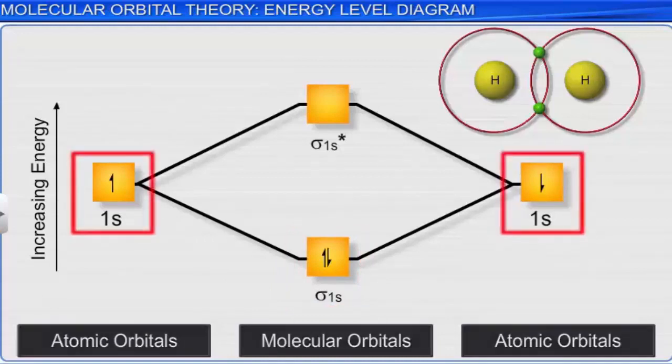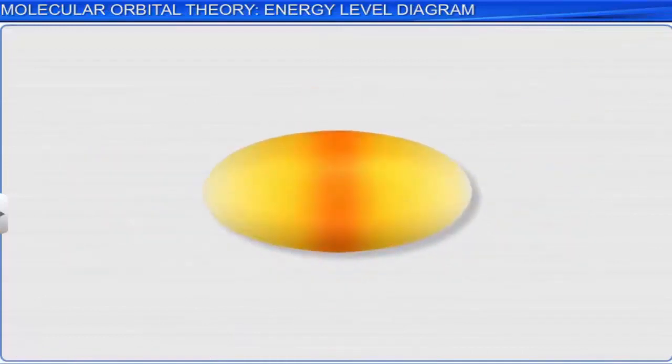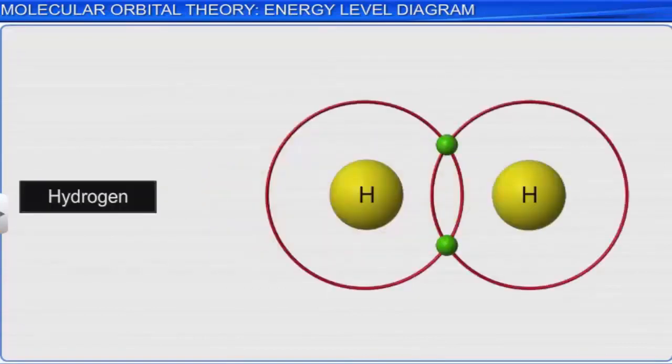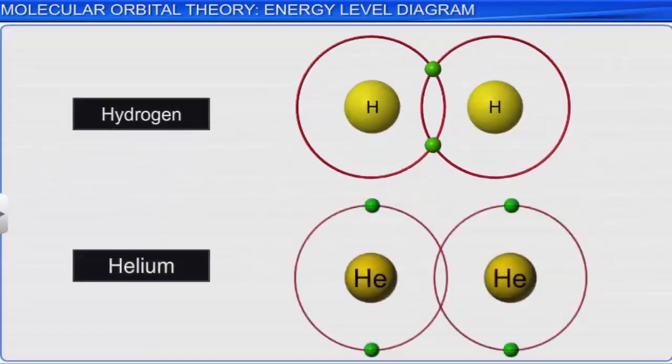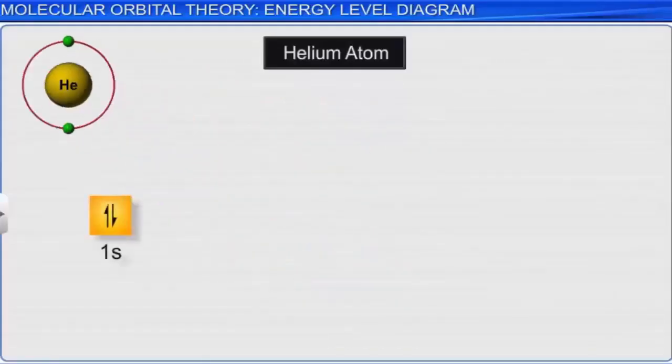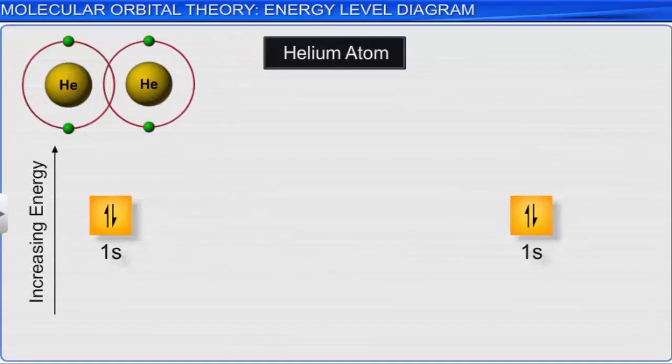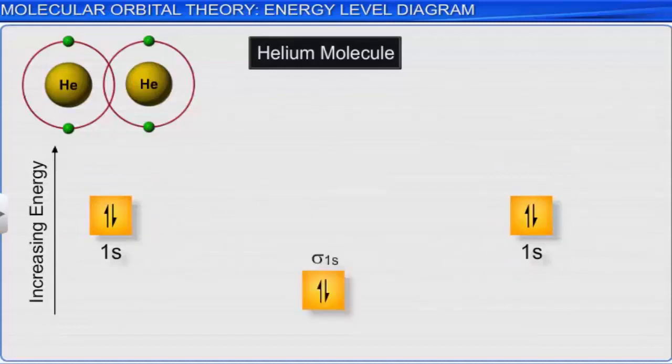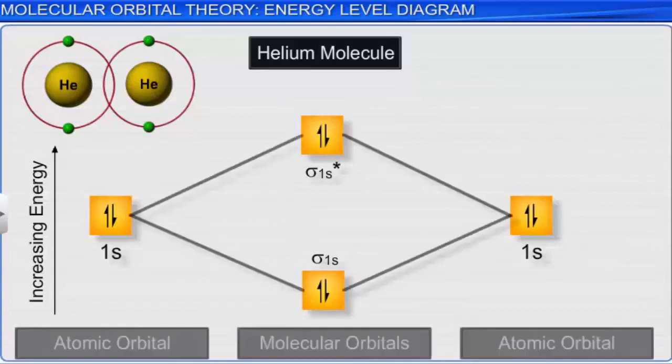Molecular orbitals not only help us determine the stability of molecules such as hydrogen, they also help us understand why certain molecules such as the helium diatomic molecule do not exist in nature. You see, a helium atom has two electrons in its 1s orbital. When two helium atoms come together to form a molecule, the 4 electrons would be distributed across both sigma bonding and sigma star antibonding molecular orbitals.